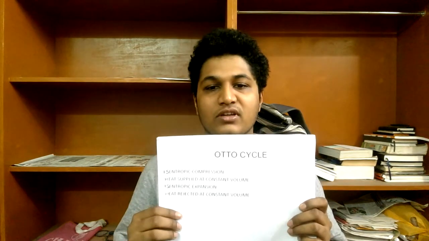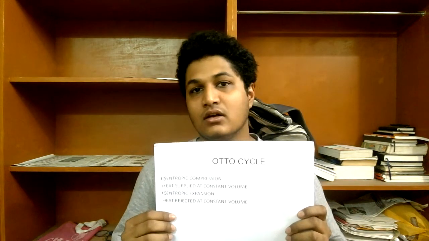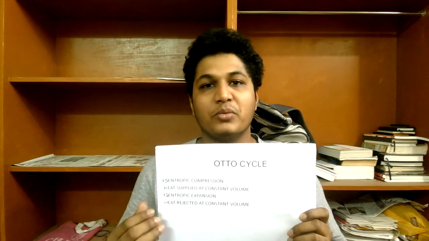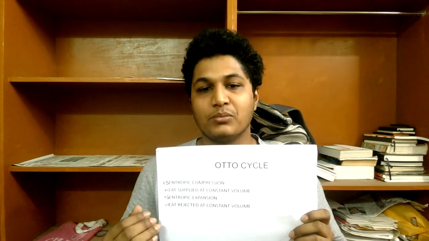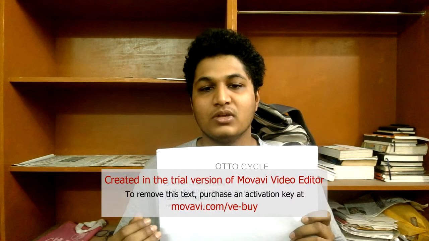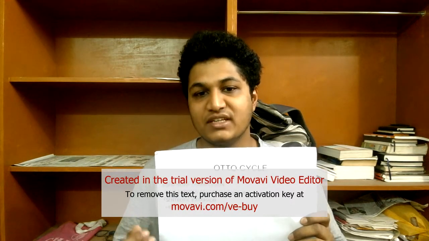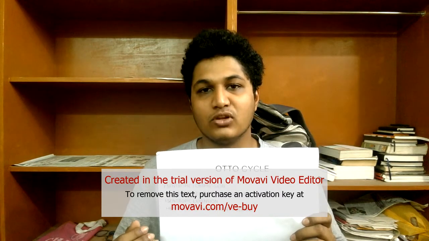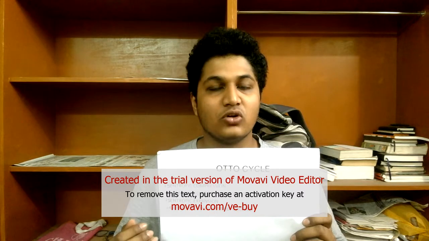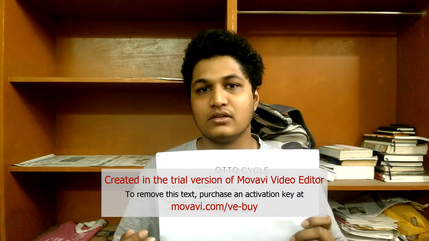As you can see over here, what happens in the Otto cycle is that the compression stroke happens isentropically while the heat is supplied at constant volume. Isentropic expansion then takes place, after which the heat is rejected at constant volume. This means that it can be called a constant volume cycle.